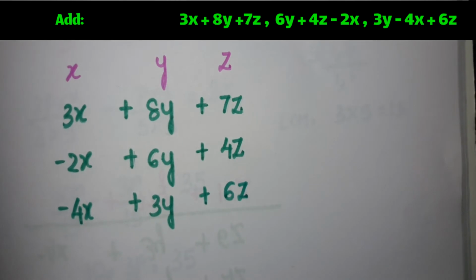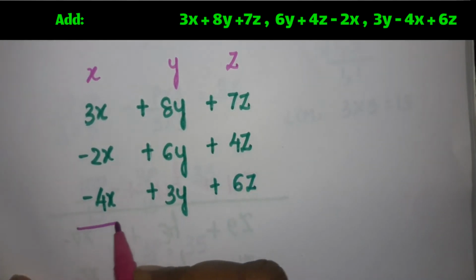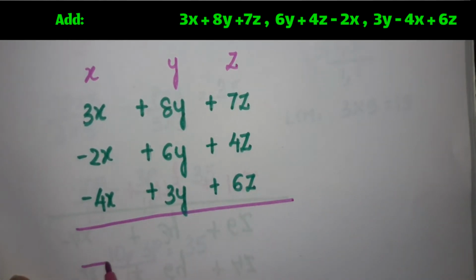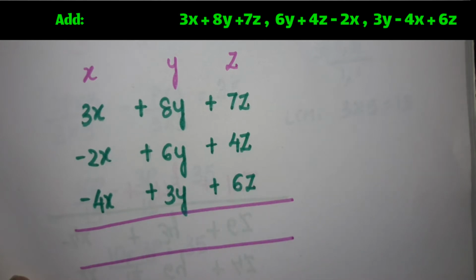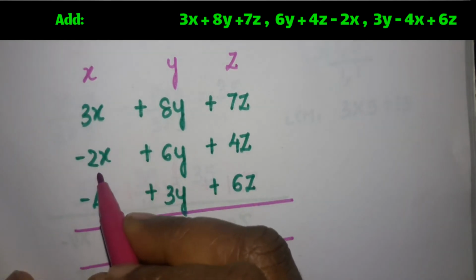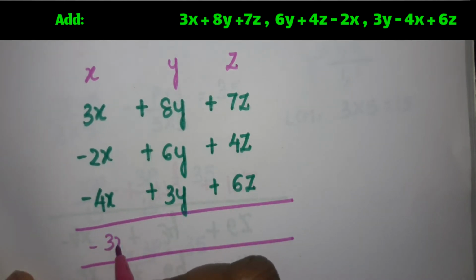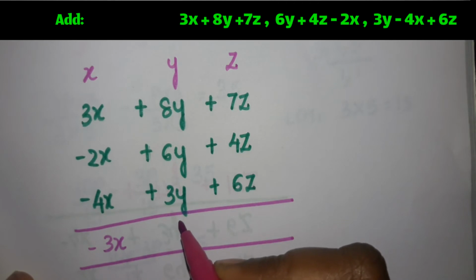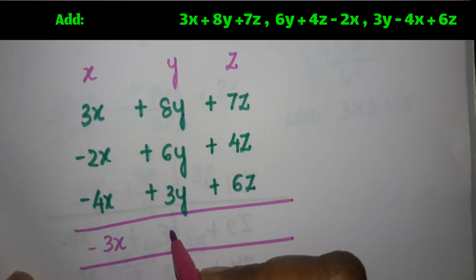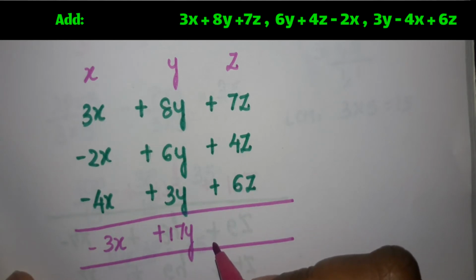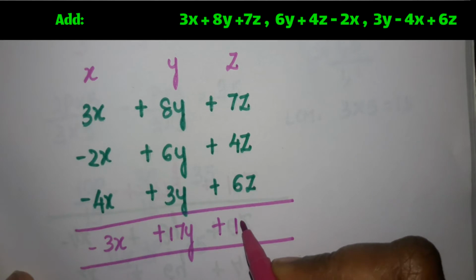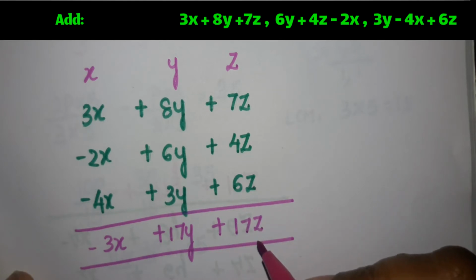We are going to add this. So how we are going to add? When we are adding, we are only adding x term and y term and z term separately. So 3x minus 2x minus 4x gives minus 3x. Then 8y plus 6y plus 3y is plus 17y. Then 7z plus 4z plus 6z is 17z.